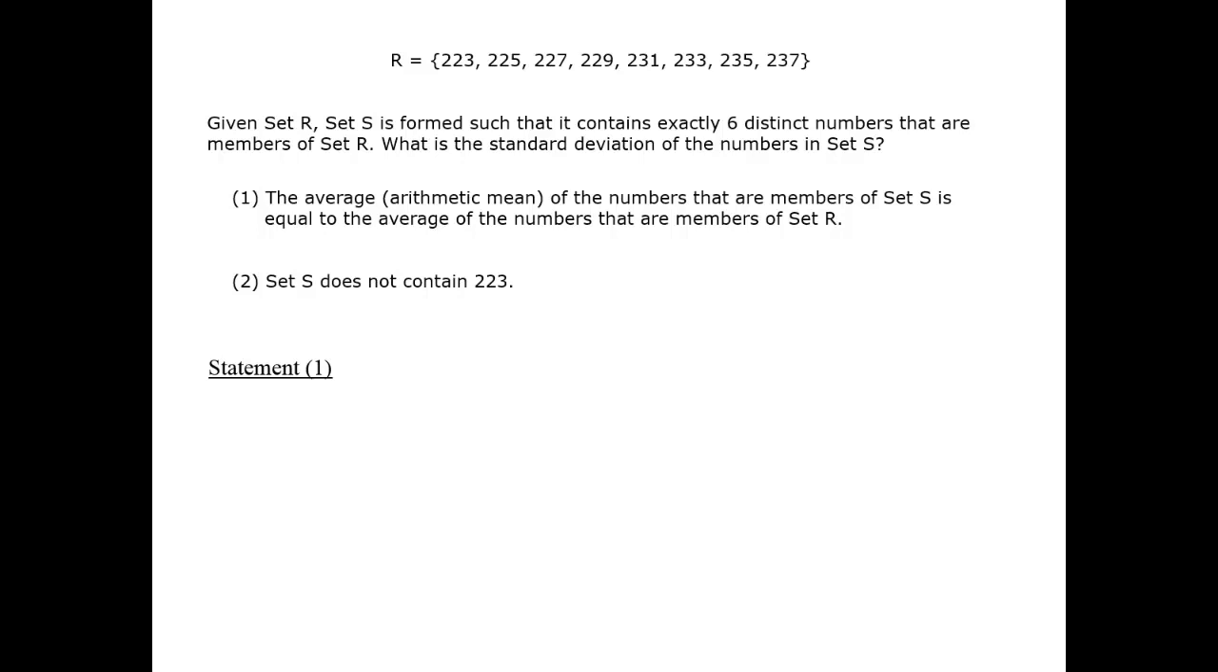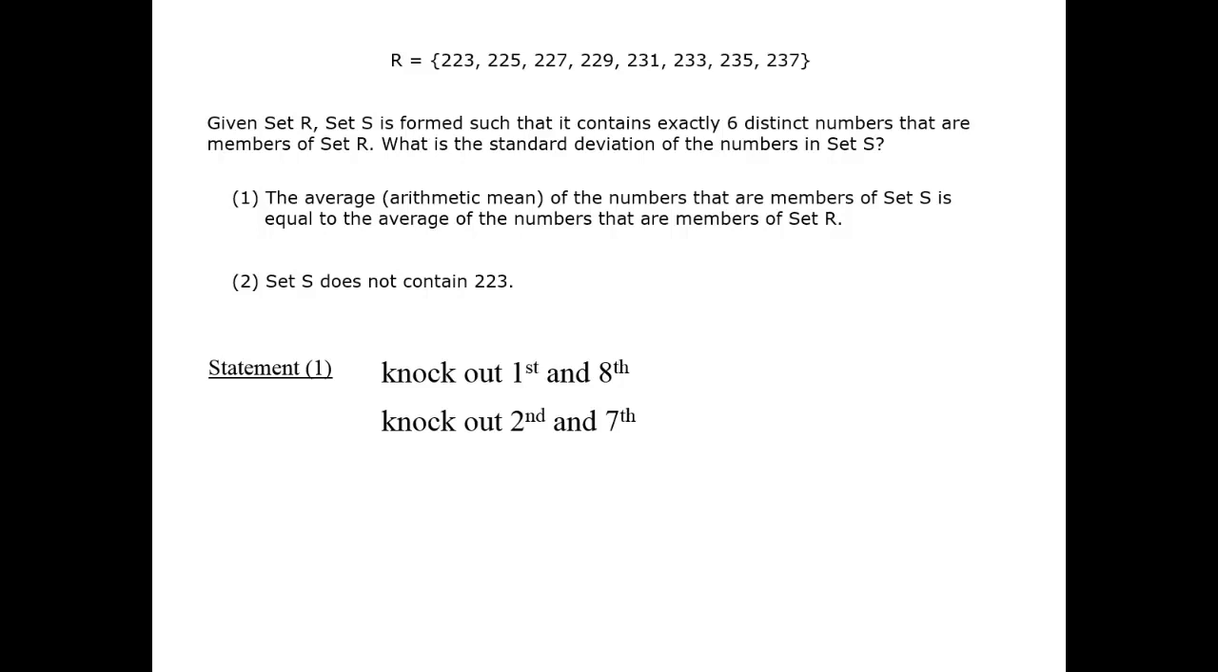Set R is evenly distributed around 230. That's its average, and hence must be the average of set S as well, according to this data statement. In one possible case, we could form set S by knocking out the first and the 8th number. That resulting set will have an average of 230. Or we could do it by knocking out the 2nd and 7th number. This set will also have an average of 230.